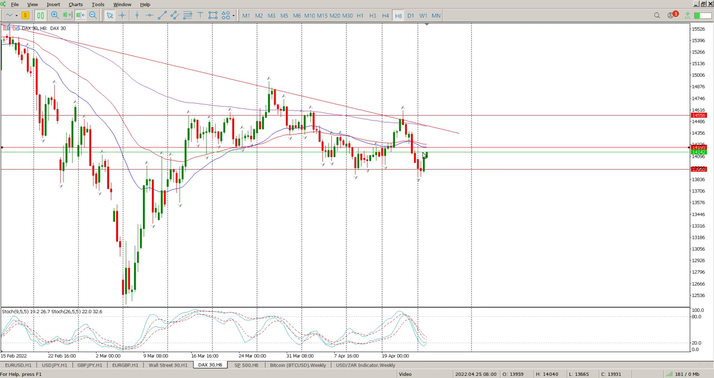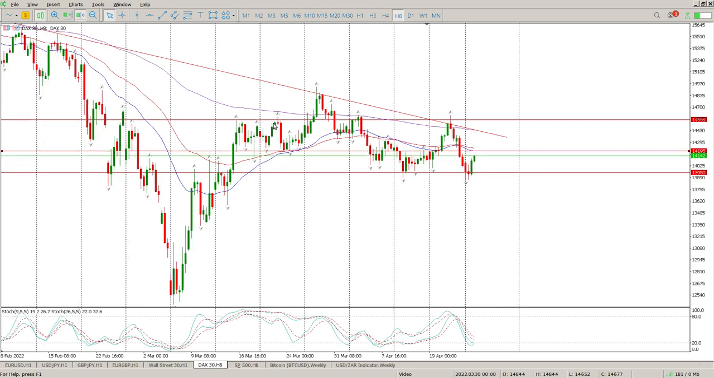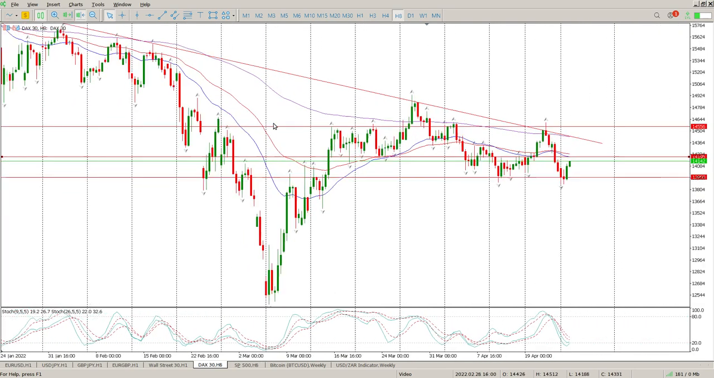So at this area here, which we're heading to, which is 14195, that's the closest area that we need to be looking for shorts off. Okay, and we need to see if we can bounce off this. Now we are below the moving averages. Trend is technically to the downside. You can see there's a trend line.